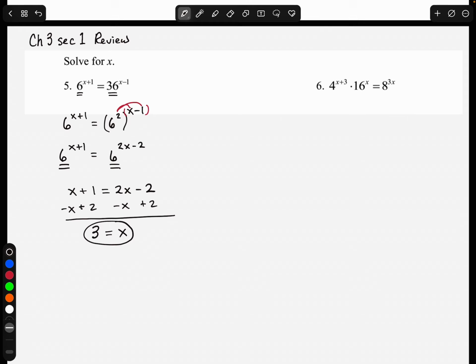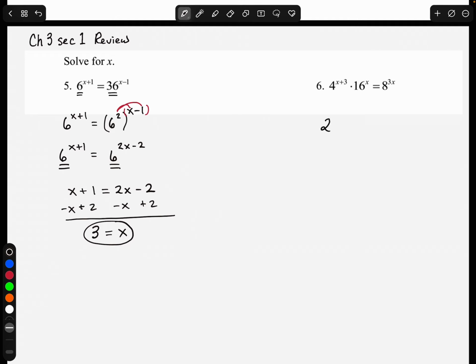Now number 6, we have 4 to the power of x plus 3 times 16 to the power of x is equal to 8 to the power of 3x. Again, we're trying to solve to find a value in the exponent, so what we're going to do is we need to rewrite them all at the same base. Now, this one can be tricky because like 4 and 16, I can write 16 as base 4, but 8's a little bit harder to write as base 4. So maybe we take them and we write them all as base 2.